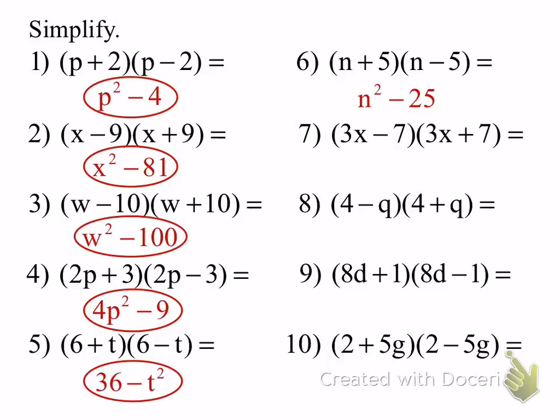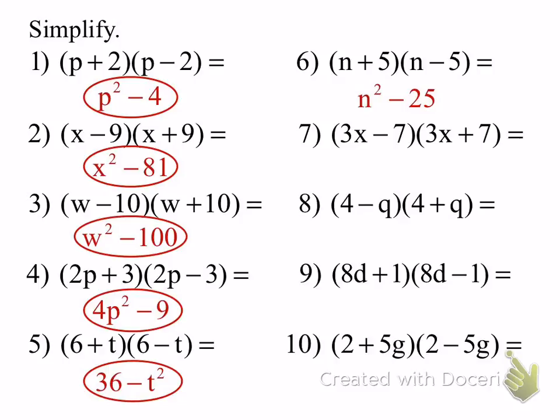All right, now check your answers. Number 2, x squared minus 81. Number 3, w squared minus 100. Number 4, 4p squared minus 9. Make sure on number 5 you keep it in order, like we have the 6 first, so keep it that way. It didn't ask us to put it into combined form. Okay, we get 36 minus t squared. Number 6, n squared minus 25.